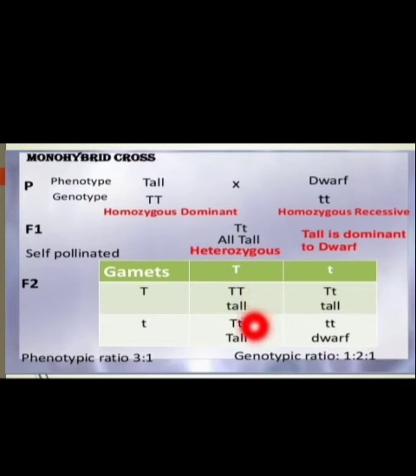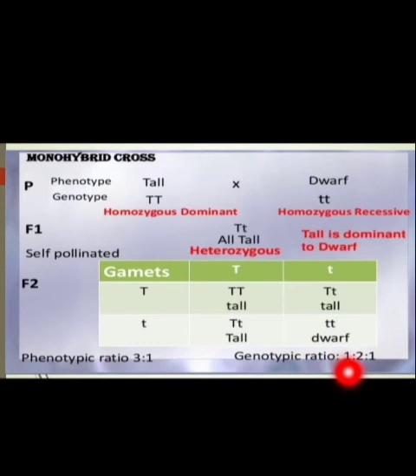Capital T is tall. Capital T, small t is again tall, but it is hybrid. Capital T, small t is tall, but again hybrid. And small t is a dwarf. So out of these 4 plants, externally 3 plants appear tall. This external appearance is called the phenotype, and the ratio is called the phenotypic ratio. So here the phenotypic ratio is 3:1. 3 means these are the 3 tall plants and 1 is the recessive.